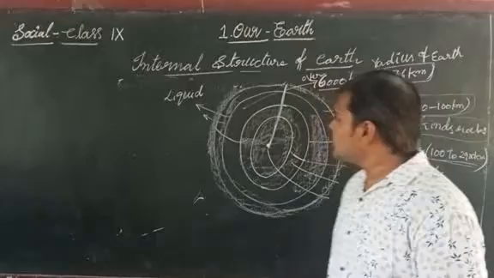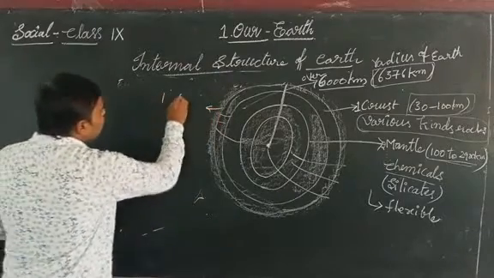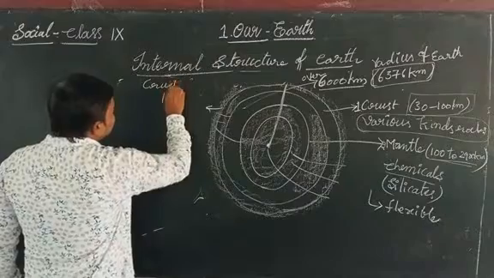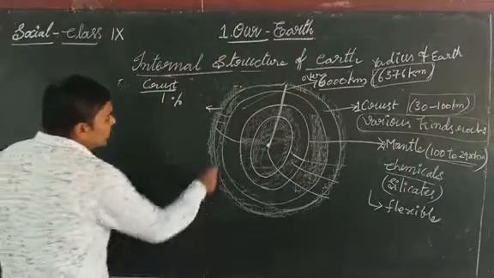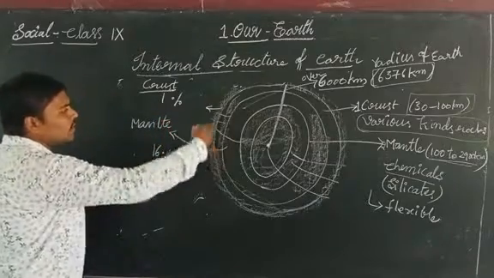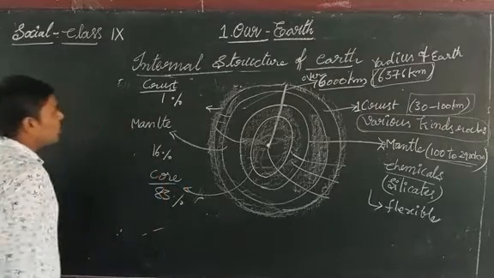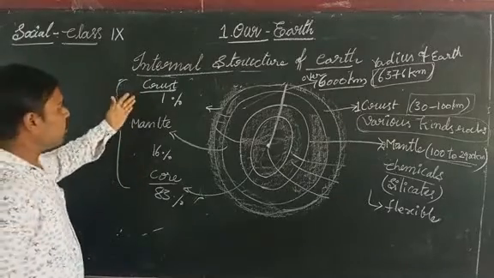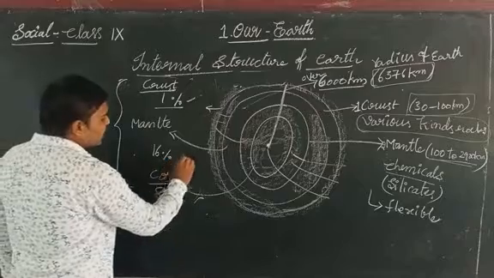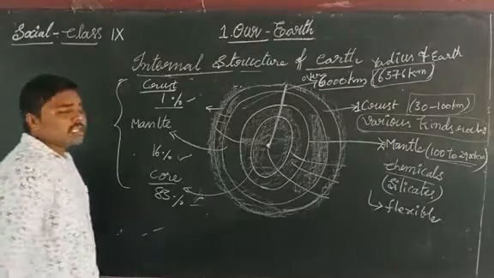Now, if you see the layers of the earth, the crust is only about 1% of this entire earth mass. Only 1% of the portion is covered by crust. The mantle is about 16%. The remaining 83% is occupied by the core. This is the percentage composition of the layers in the earth. The crust occupies 1%, the mantle only 16%, and the remaining huge part is occupied by the core region.